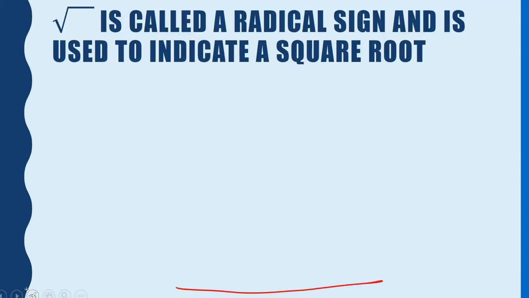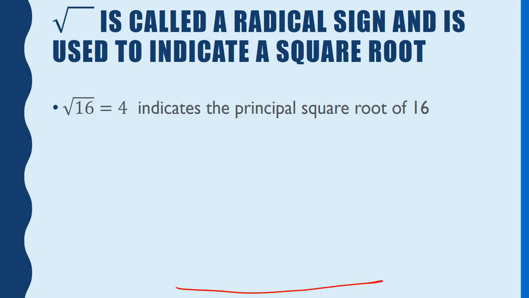Okay, so this symbol is called a radical symbol or a radical sign and is used to indicate a square root. So the square root of 16 equals 4 indicates the principal square root. If we don't have a symbol in front of the square root, we generally are saying that we're looking for the principal or the positive square root, and we're just going to write 4.